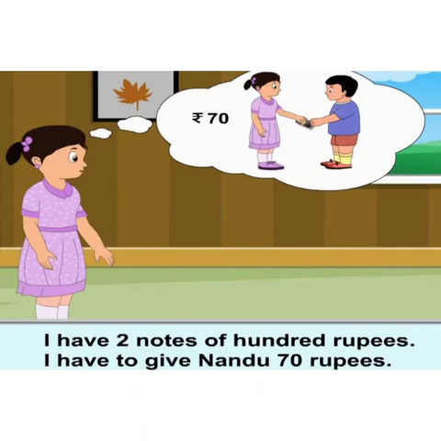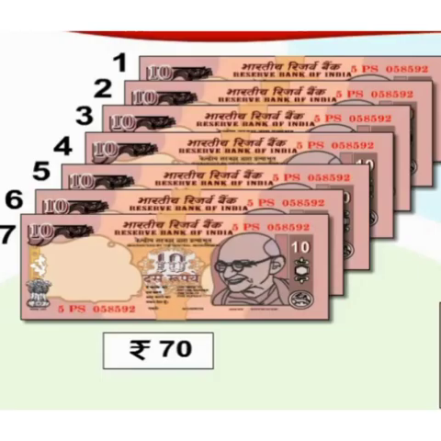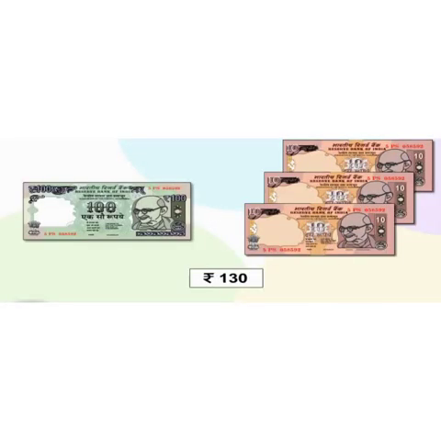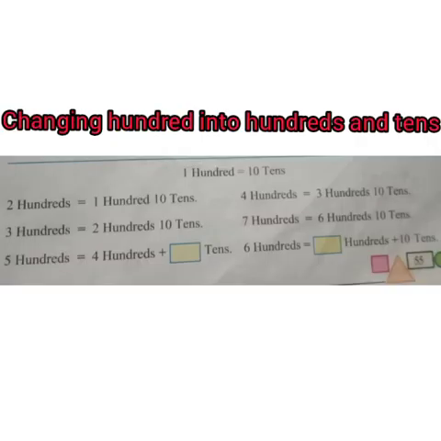Here Sonu says, I have 2 notes of 100 rupees and I have to give Nandu 70 rupees. Salma says, how will you do that? Sonu says, I will exchange a 100 rupee note for 10 rupee notes. Nandu says, you could give me 7 ten rupee notes from those. Salma says, then Sonu will be left with a 100 rupee note and 3 ten rupee notes. Sonu says, right, I will have 130 rupees left. Changing 100 into hundreds and tens.